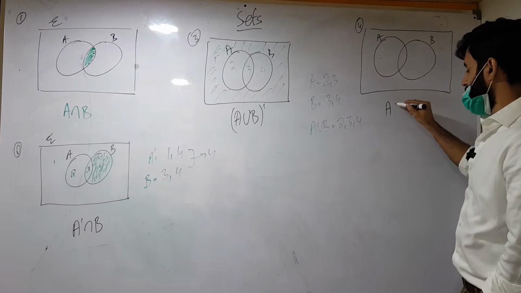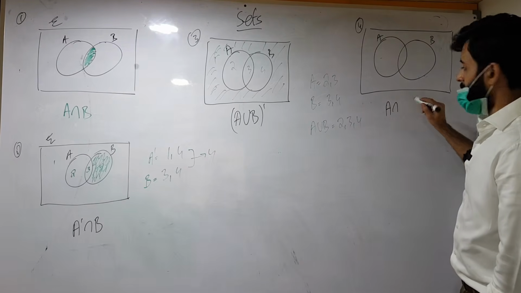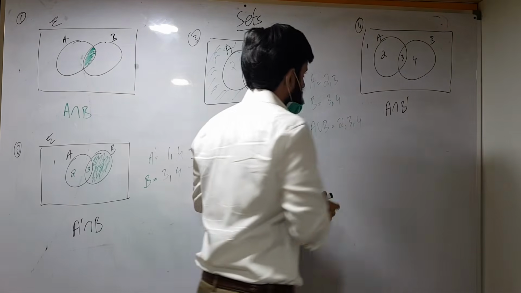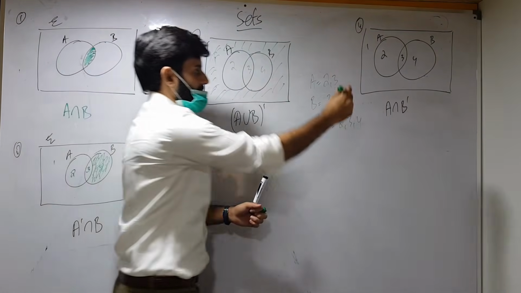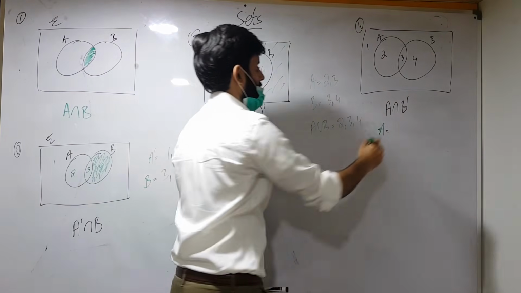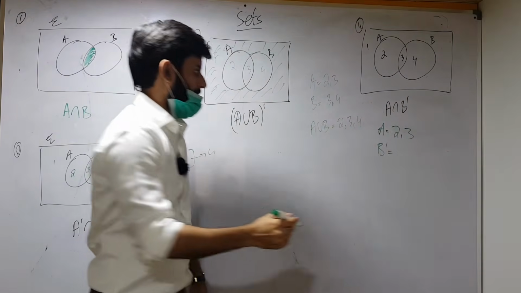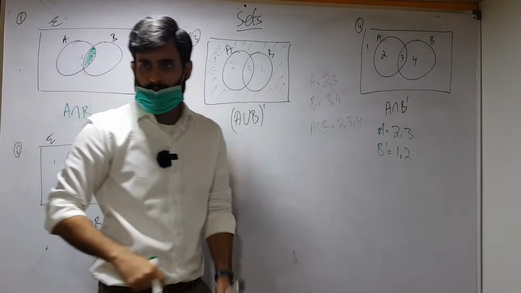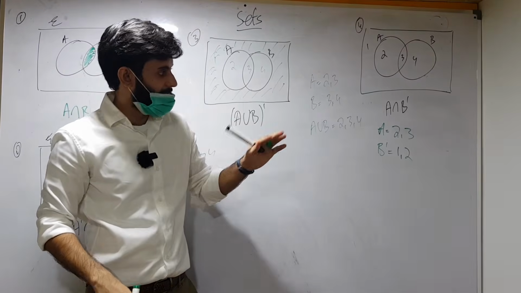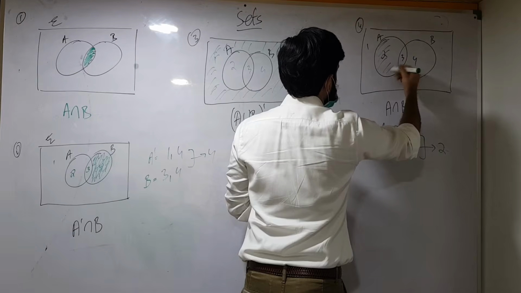Let's say you've been asked to shade A intersection B complement. Okay. So, what do we have in set A? What are the elements in set A? Well, 2, 3. And B complement? 1 and 2. Okay? Now, what are we supposed to find between the two? Intersection. So, A intersection B complement. What's common in these two? What is the one element that's common? It is 2. So, what region am I going to shade? I'm going to shade this region.